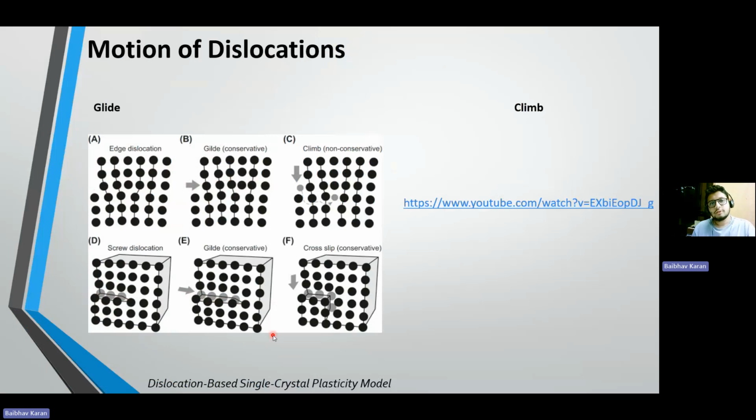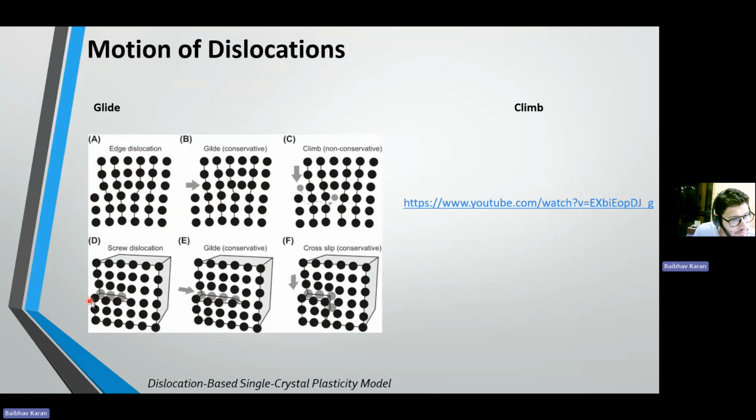Then another way of motion of dislocation is dislocation climb. So climb, as the name suggests, what do you understand by the term climb? The dislocation is climbing. Think about the edge dislocation. Let's come to the edge dislocation once again here. What is happening? There is a dislocation here. The dislocation moves up. This half plane moves up. That is known as the dislocation climb. It moves up.